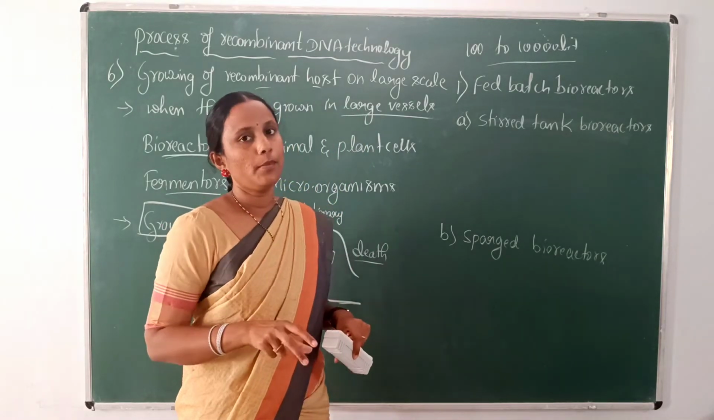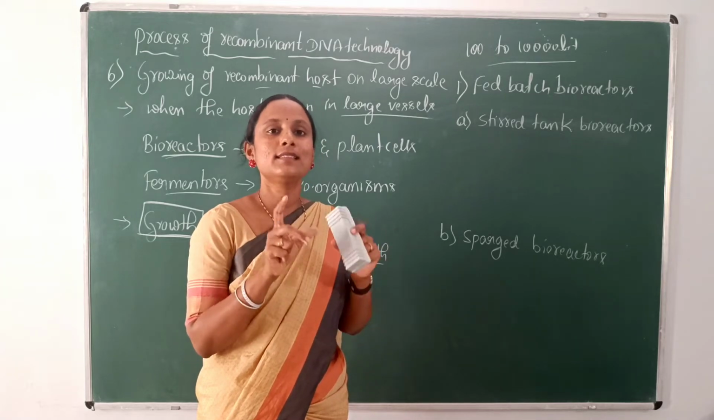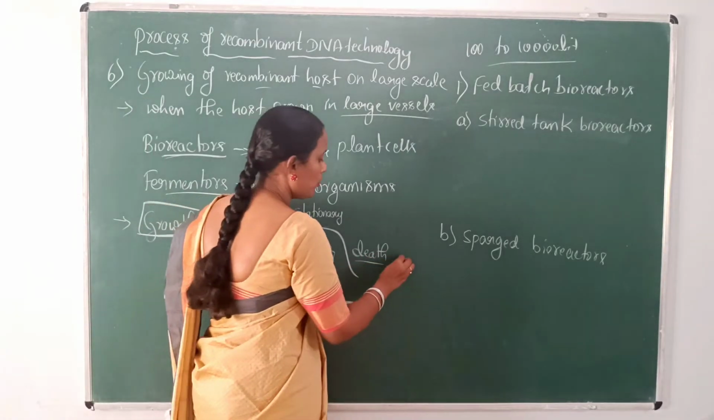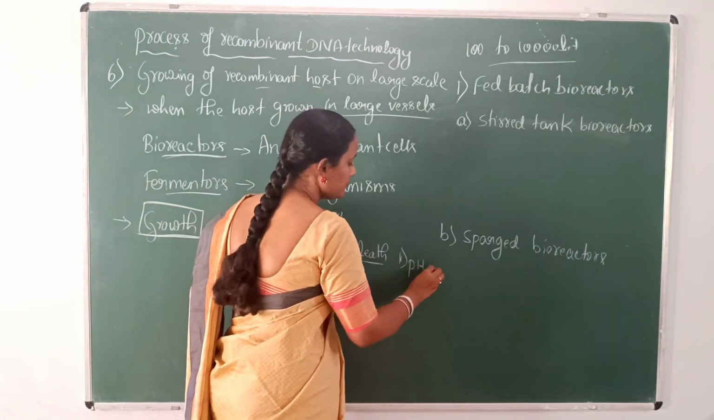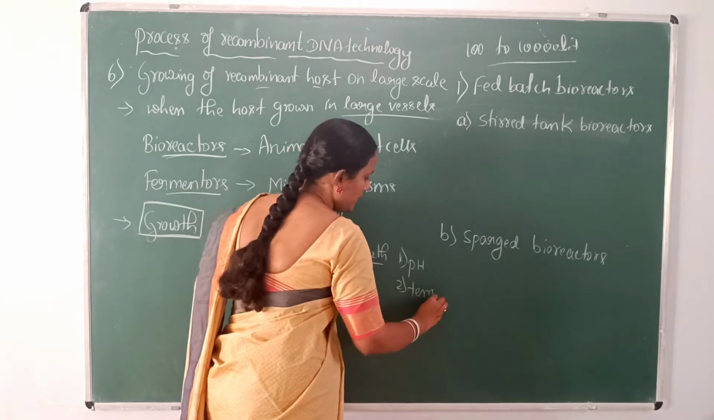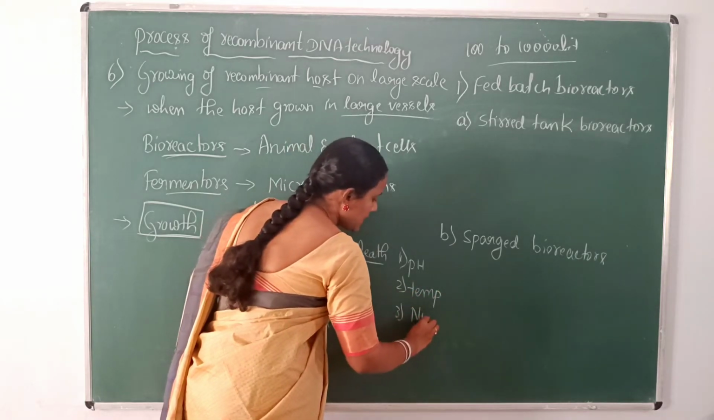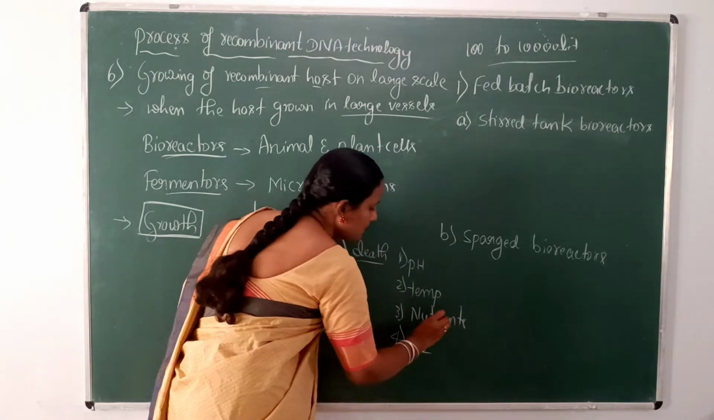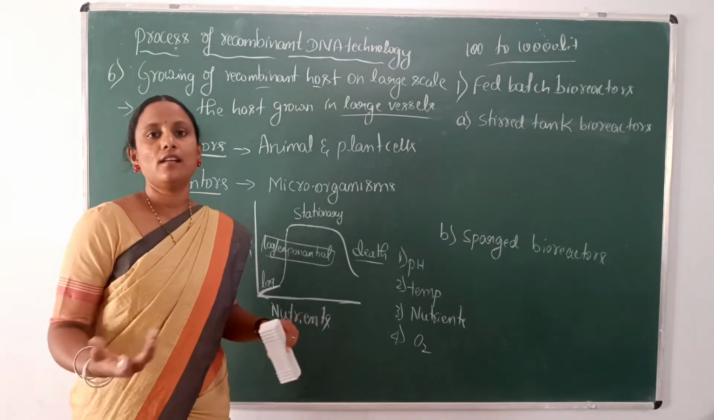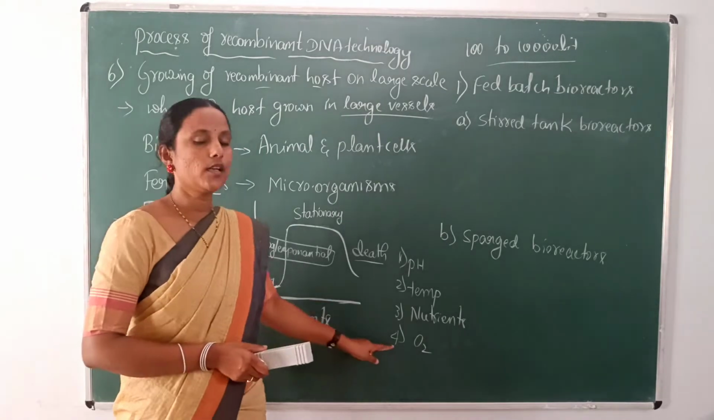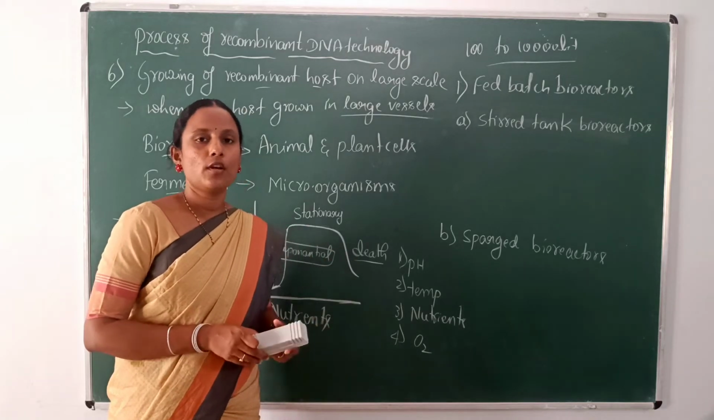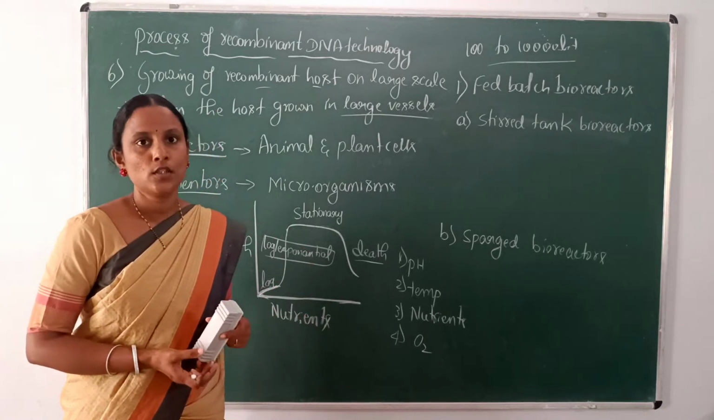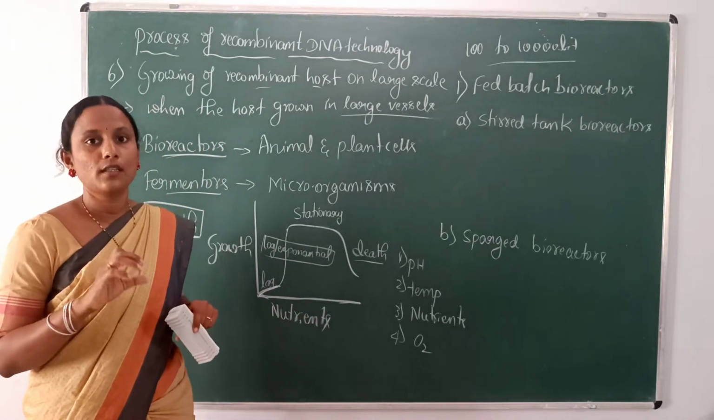And any of the bioreactors will have the systems of control. For example, there are systems for controlling pH, controlling temperature, controlling nutrients, and controlling oxygen. If it is an aerobic type of organism, then oxygen control will be there. If there is an anaerobic organism, of course there will be oxygen control where the oxygen should not be supplied. So all the controlling systems will be there for the bioreactors.